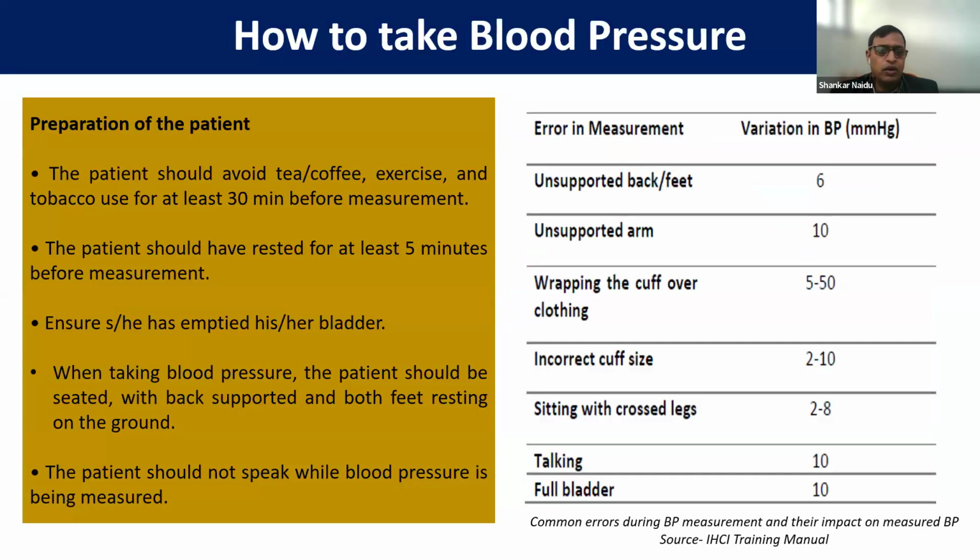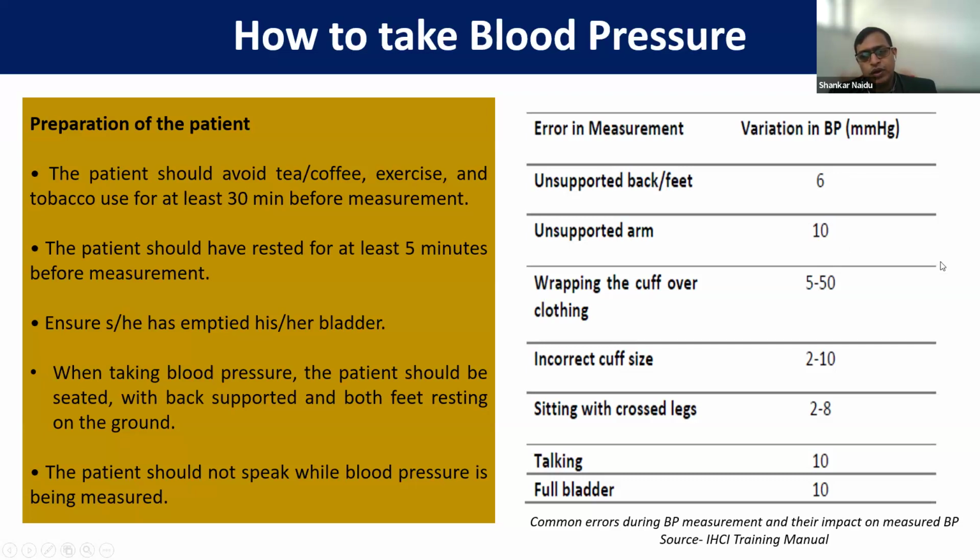So why is it that all of these things are essential in measuring BP? Because as you can see in the left-hand side of this table, unsupported back or feet can increase the blood pressure recording by up to 6 millimeters of mercury, and an unsupported arm can have an increased recording of up to 10 millimeters of mercury.